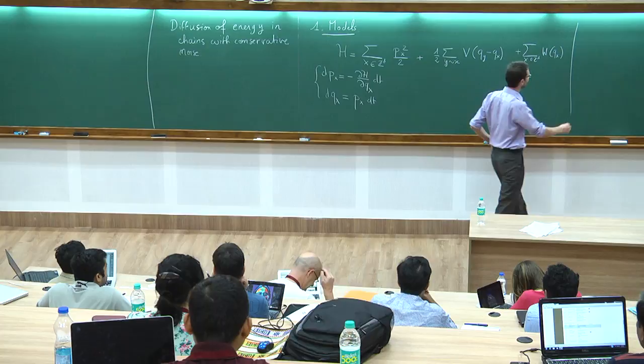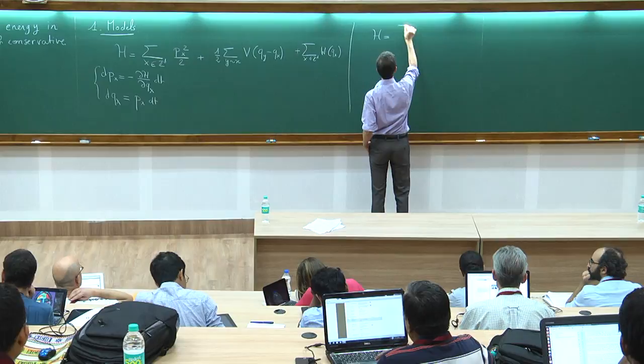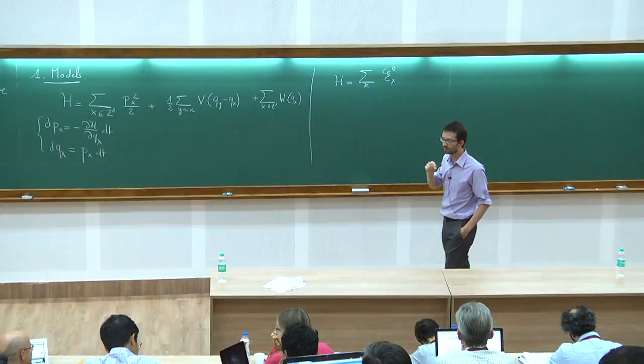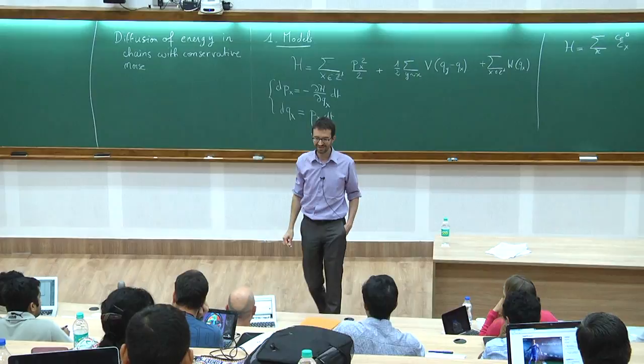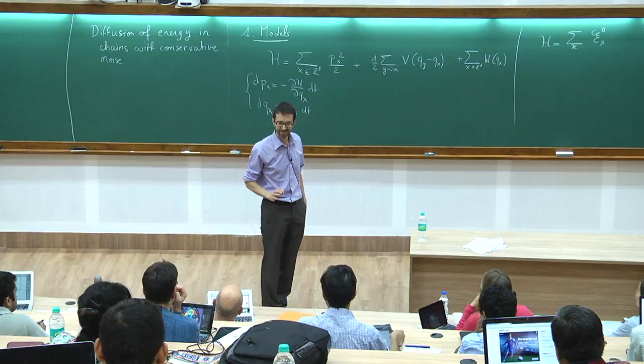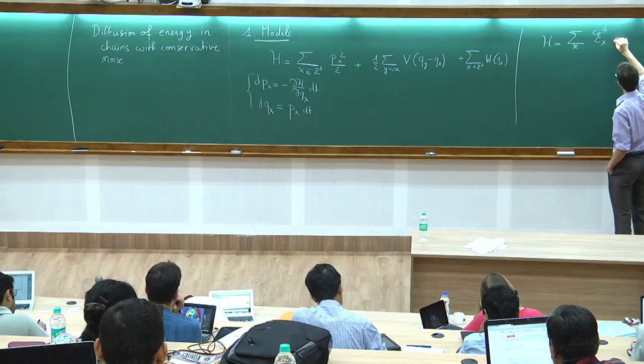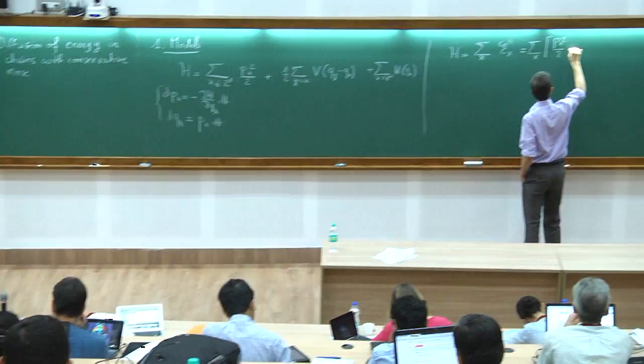So you have several conserved quantities. The first one is, of course, the energy, which is the sum of the individual energies, which I denote by E_x. Sometimes there are three conserved quantities, sometimes two, sometimes one. This quantity is always conserved: the sum of the individual energies, the sum of the kinetic energy plus the interaction energy.